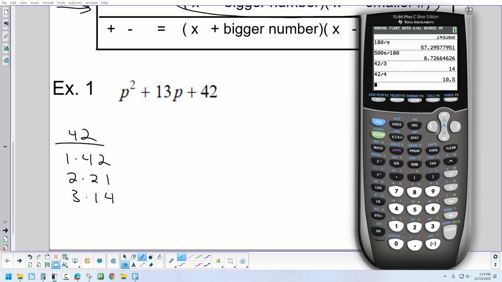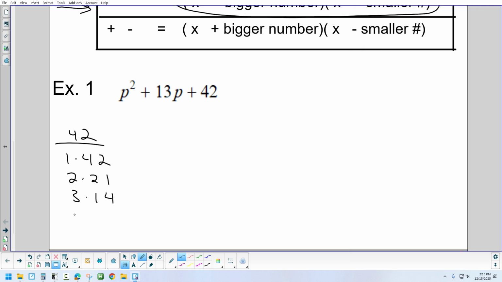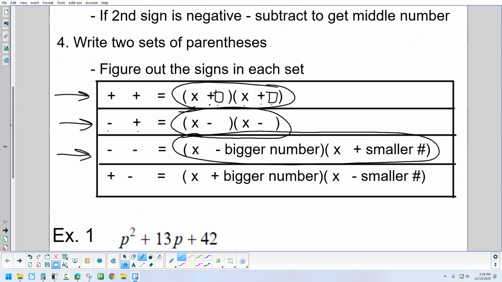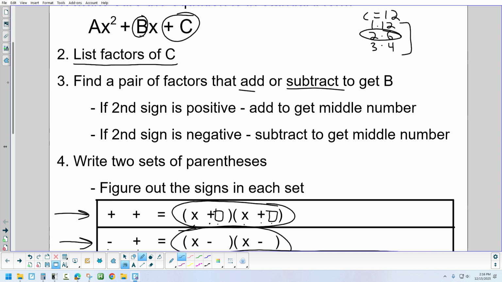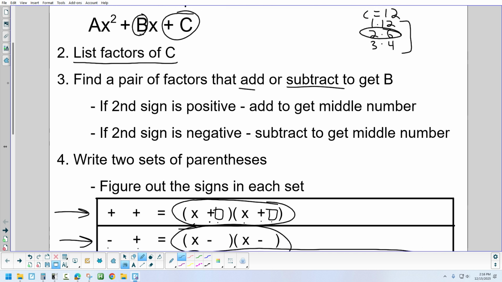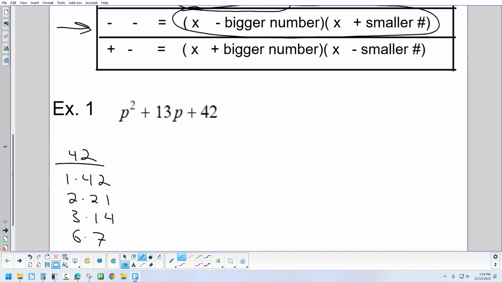5 times 7 gives us... No, you're talking about 6 times 7. Yep. Perfect. 6 times 7, and that's it. Those are all the numbers you can multiply to get 42. If you think, well, what about 7 times 6? That's the same as 6 times 7. Okay. All right, so we've listed all the numbers that are factors of C.